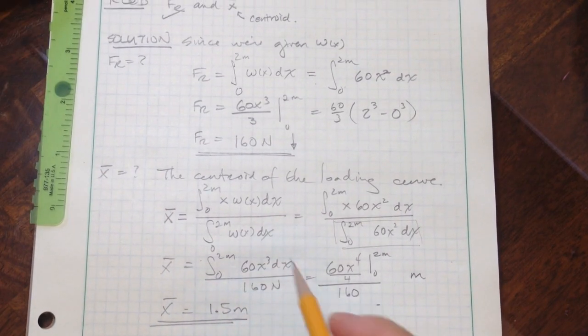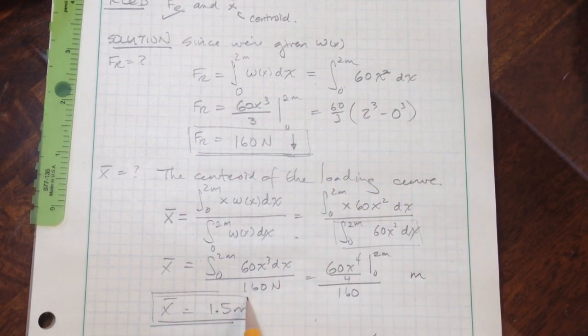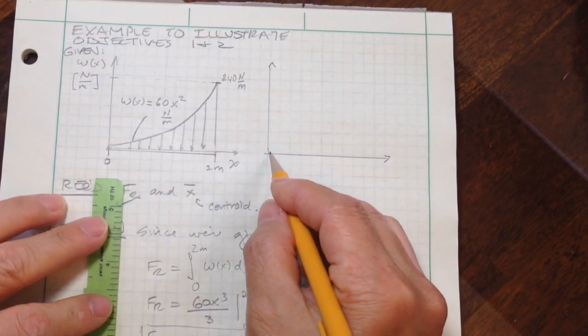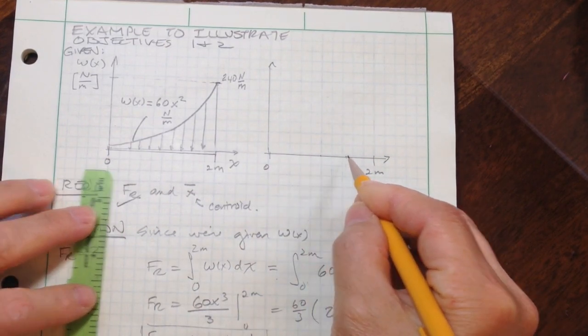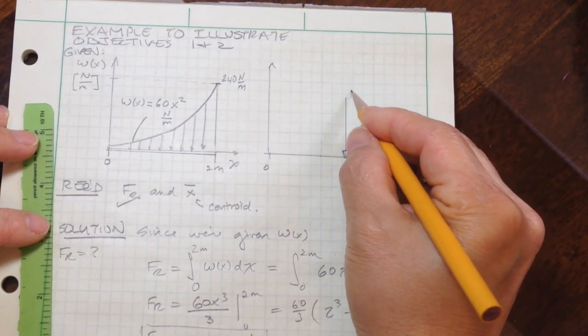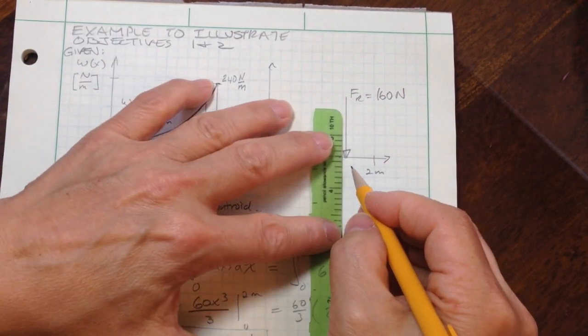What this means is that this resultant force, if it acts 1.5 meters from the origin, like this, so if this is 0, 2 meters, 1.5 meters would be about there, I would have a resultant force of 160 newtons.